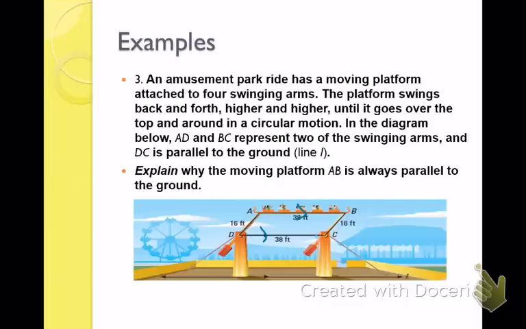Right? And we already know that DC and the ground are parallel. So by the transitive property of parallel lines, the platform is always going to be parallel to the ground. Okay? Using the properties of parallelograms.